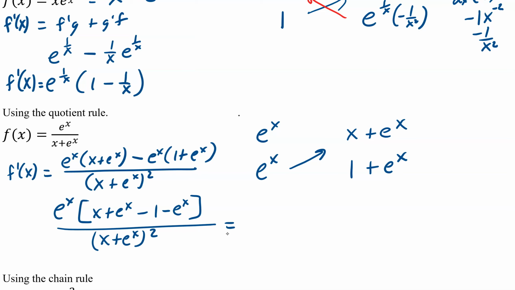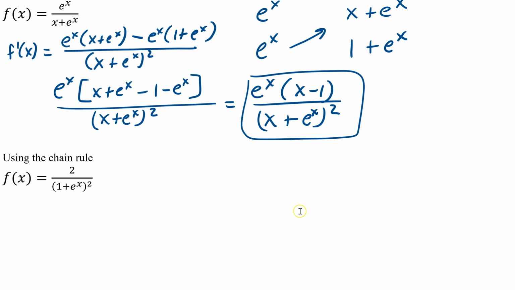Okay, and so you notice the e to the x and the e to the x cancel, giving me e to the x and then x minus 1 over x plus e to the x squared. See, the whole idea behind this is we already know that e to the x is just going to become itself. So if you just rewrite it, factor it out, and then there's your answer.